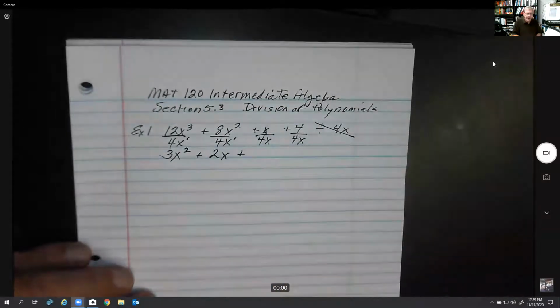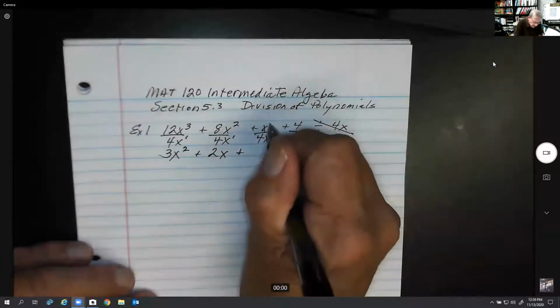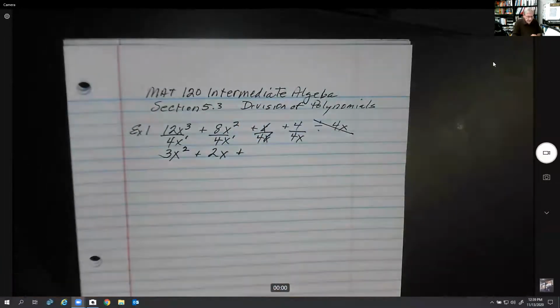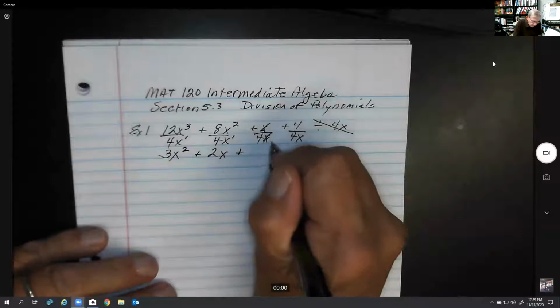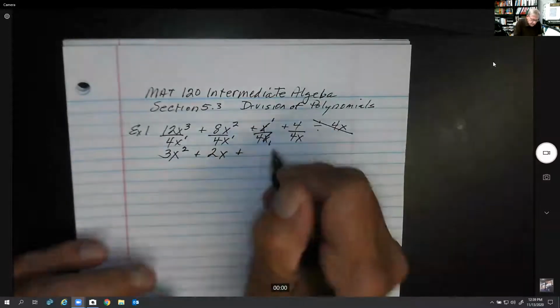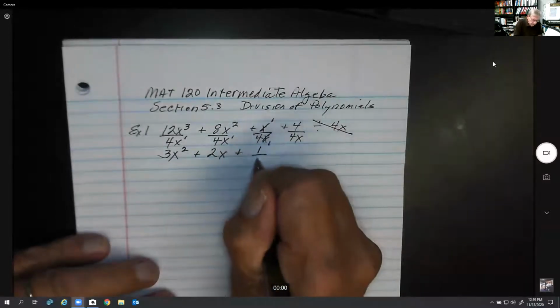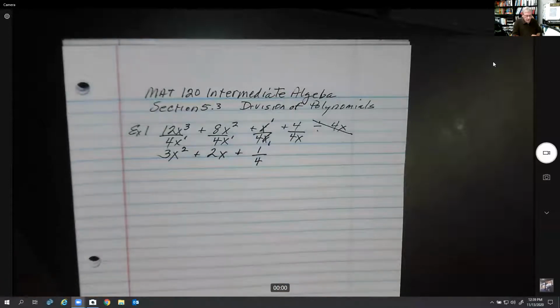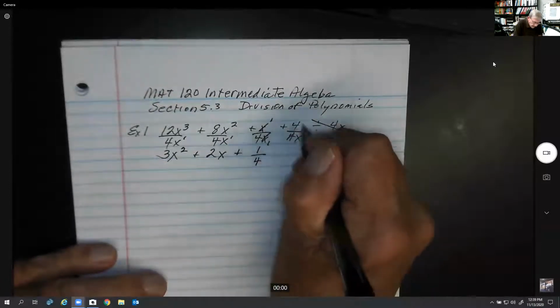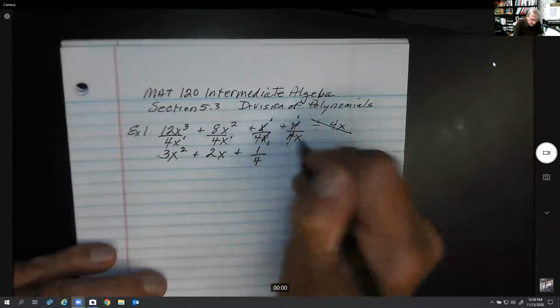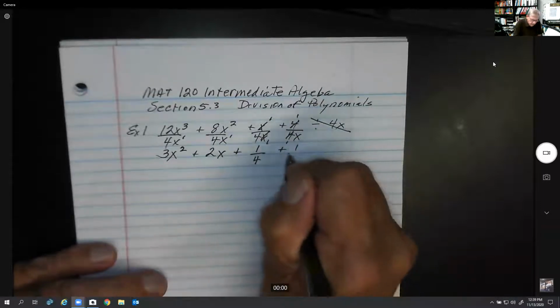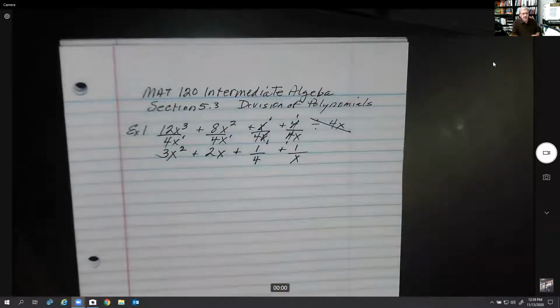Here, you can't really divide very well, so we're going to cancel these out. Technically, they go into each other one time. So this just becomes 1/4, with the 4 on the bottom. And here the x's cancel out. They go into each other one time, so this becomes plus 1 over x. So dividing by a single term is not really too hard to do. It's fairly easy.